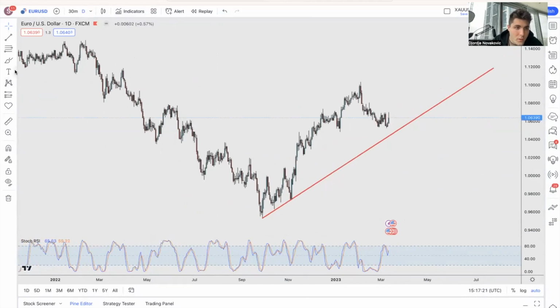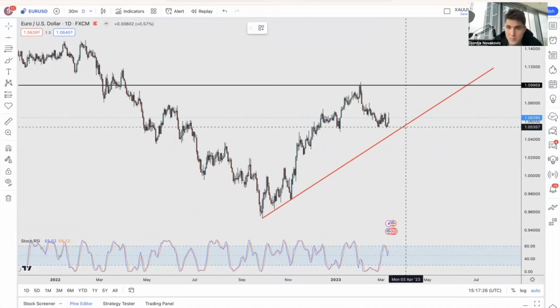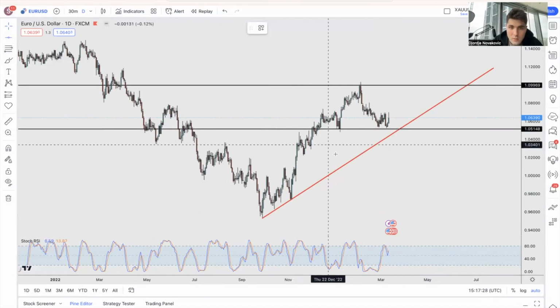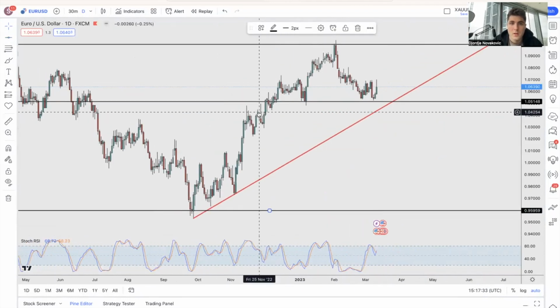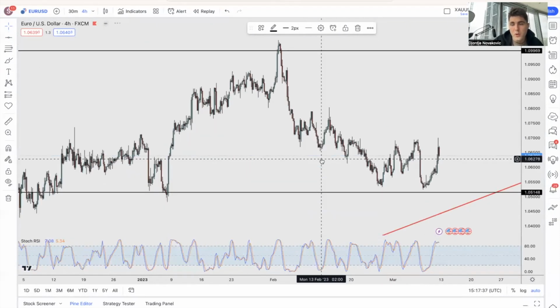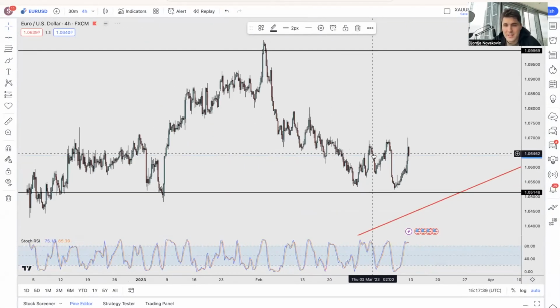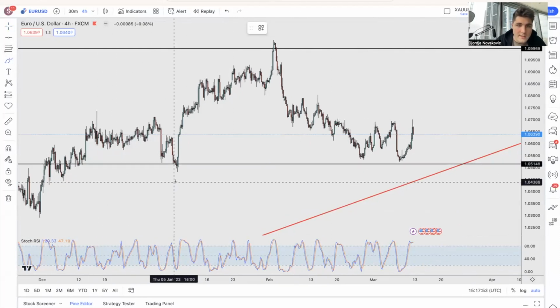Then you can just go with the resistance and the support around here, around here, around here. Perfect. And then we can go on the 4 hour to have better entry. So if we look at Euro USD right now, guys, you can see that we are in the middle of nowhere. As you know, we only trade based on supply and demand. This is the only real way to be trading. So when we're near to the support, it's going to be good to get into a buy position.